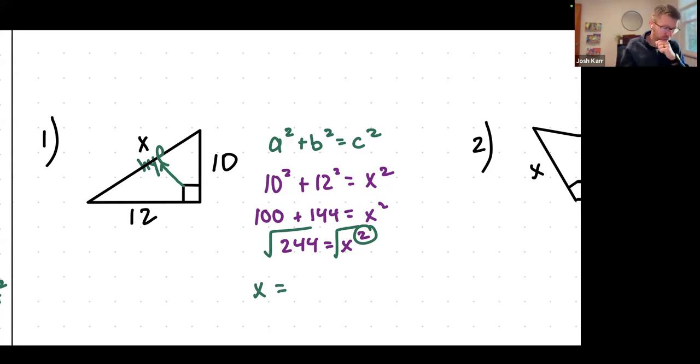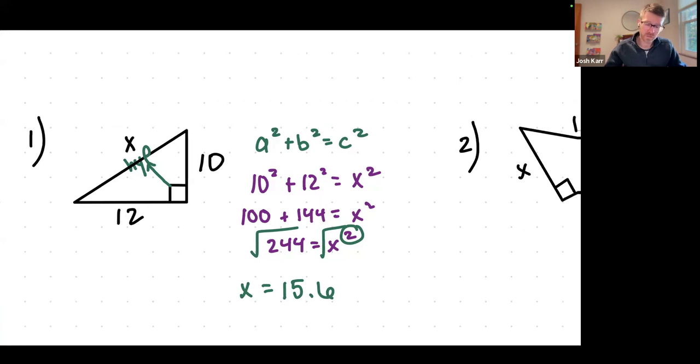And the square root of 244 is about, I think they tend to tell you to round to the tenth place, so to one decimal place. So we're going to do 15.6 here. When I typed it in, I got 15.62. So we're going to leave it as 15.6. Okay.